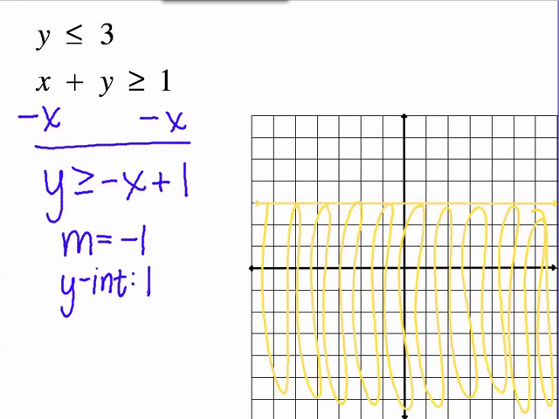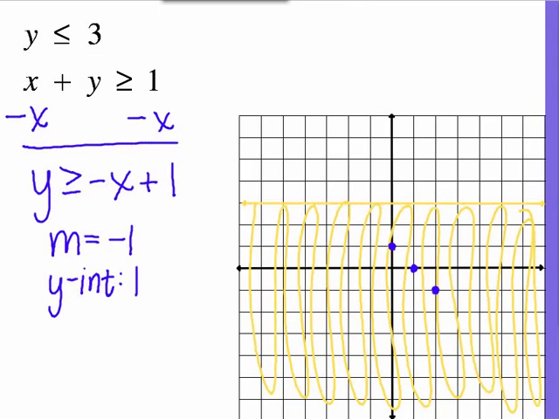So I'm going to put a dot on 1. A slope of negative 1 means you go down 1 over 1. What type of line am I going to use here? Solid. So solid line.